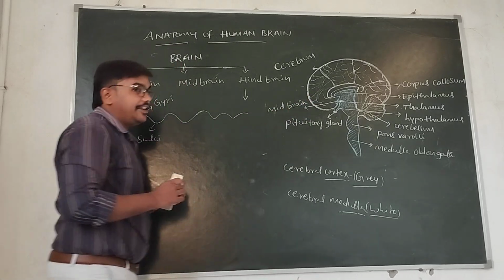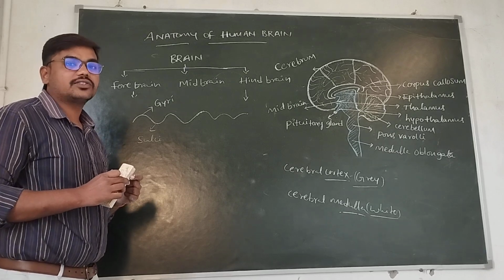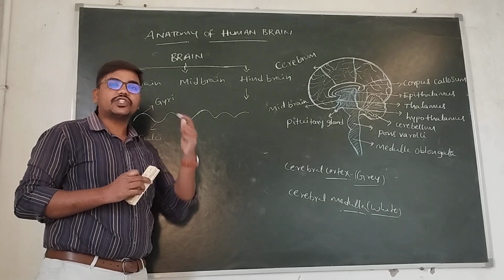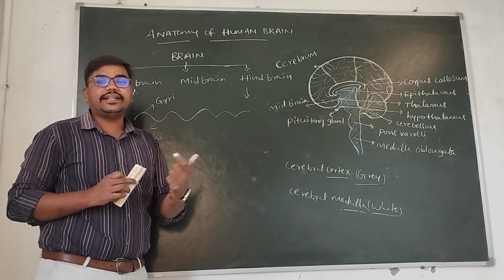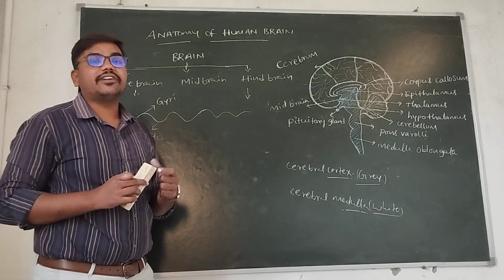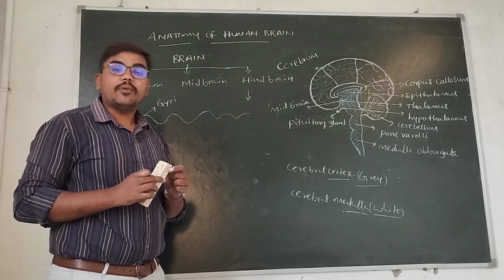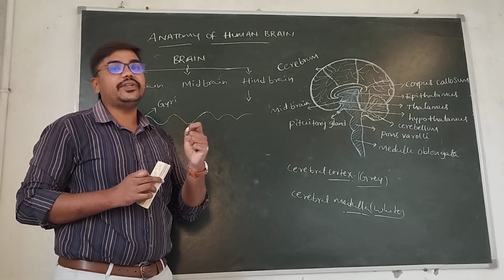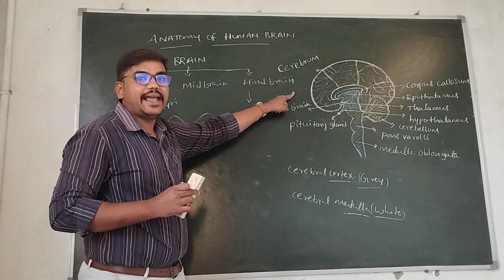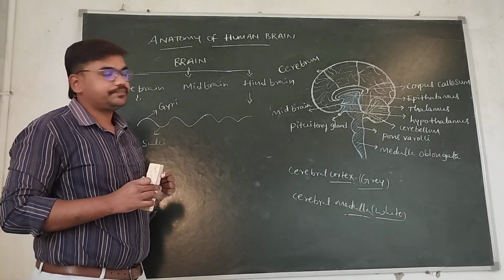Next, the main function of the cerebrum. The main function of the cerebrum is thinking, and also communication and memory. For example, you can store any information, what you are reading, what you are doing, what you are seeing. Each and every piece of information is stored in the cerebrum, and it is the site of memory and also of communication. That is the main function of the cerebrum.